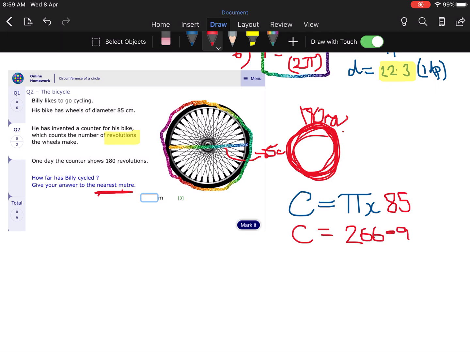266.9, and that is in centimetres. Now it says we want the answer in meters, so what you're going to do here is change centimetres to meters. If you think back to unit 1, or it was unit 2, changing centimetres to meters, we have to divide by 100. So I'm going to do 266.9 divided by 100. You don't even need a calculator for that, you just need to remember that the decimal moves 2 places to the left.